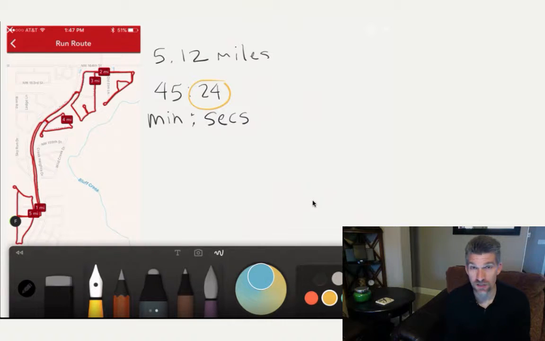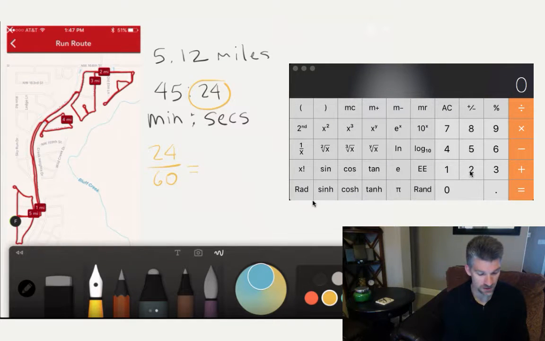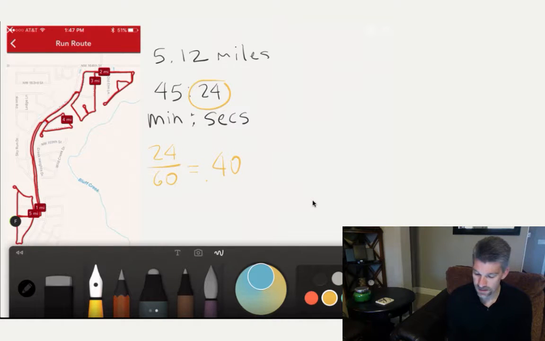Like how can I change that around? What I can do is take 24 and divide it by 60. When I take 24 and divide it by 60, this will give me a decimal for the number of minutes that's equivalent to 24 seconds. So I'm going to pull that up on my calculator and punch it in. That equals 0.40.